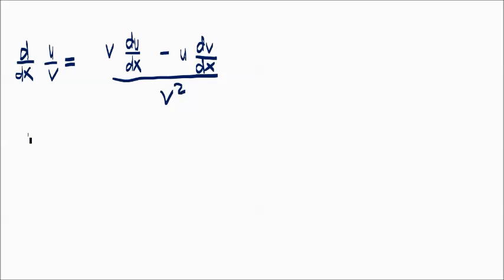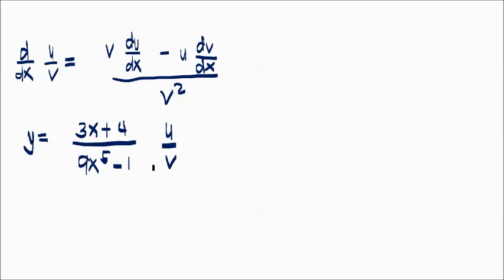So for example, we have y is equal to 3x plus 4 over 9x raised to 5 minus 1. Our u here is the numerator, our v is the denominator. So if we get the y prime, the derivative, first we copy the v, the denominator, 9x raised to 5 minus 1. And then the derivative of u, the numerator, would be just 3, right? Plus 0.